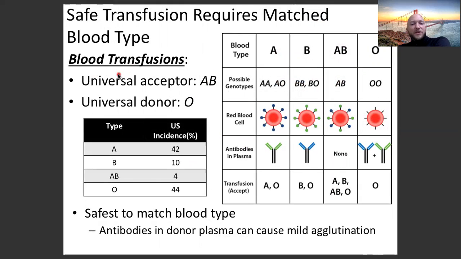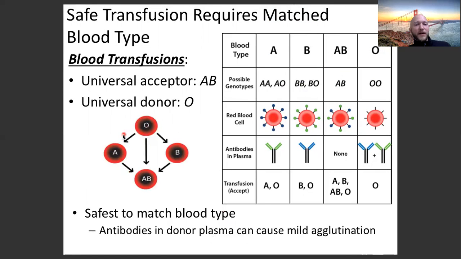So AB is the universal acceptor. You can put any other type of blood into somebody with AB. O is the universal donor. You can put O blood into any other type of person. It's safest though to match blood types perfectly. If you're able to, you always want to match blood types perfectly, but these rules apply if you need to.